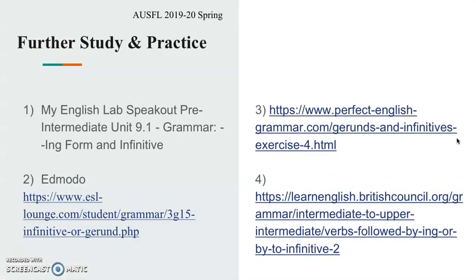Okay, so here we come to the end of the lesson. For further study and practice, you can go to your account on My English Lab and you can do the exercise in Unit 9.1 about the ing form and infinitive that we studied today. You can also go to Edmodo, and under this post you're going to see the links that I provided for you for further study and further practice.